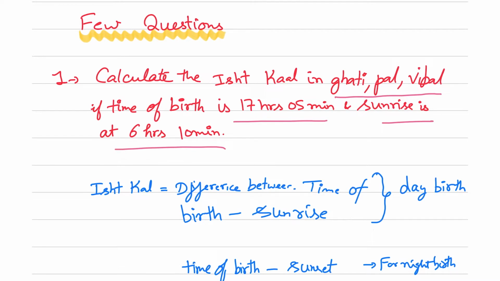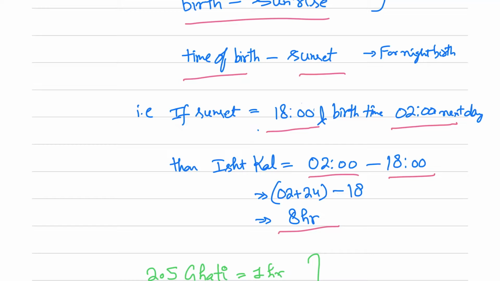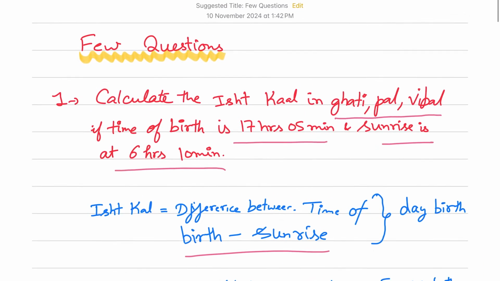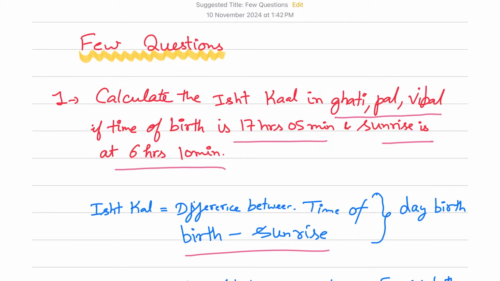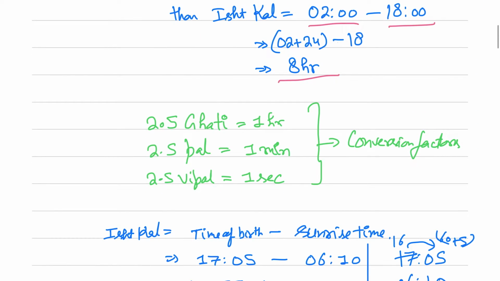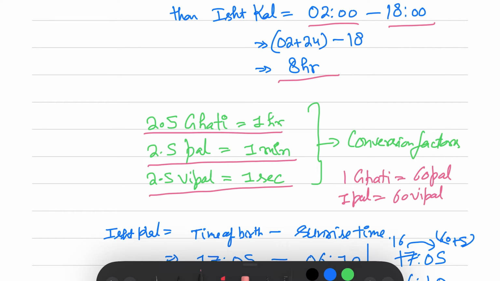First, let us understand what Isht Kal is. Isht Kal is the difference between the time of birth and sunrise for a day. Since we need to calculate the Isht Kal in ghati, pal and vipal, let's revise the relationship between ghati and hour. 2.5 ghati is equal to 1 hour, 2.5 pal is equal to 1 minute, and 2.5 vipal is equal to 1 second.